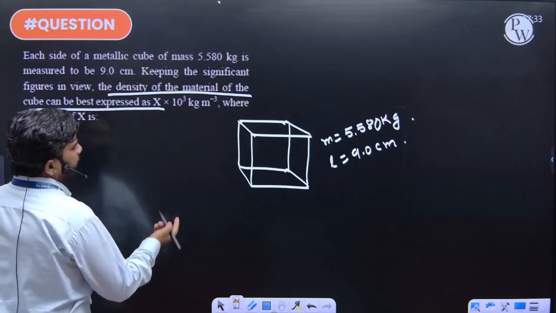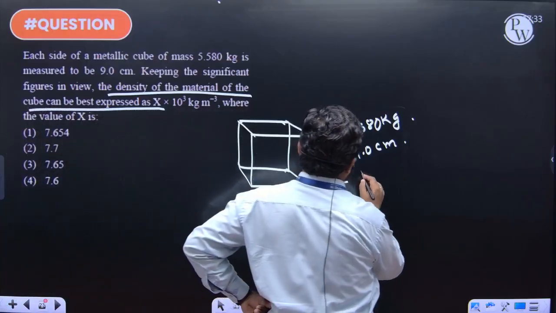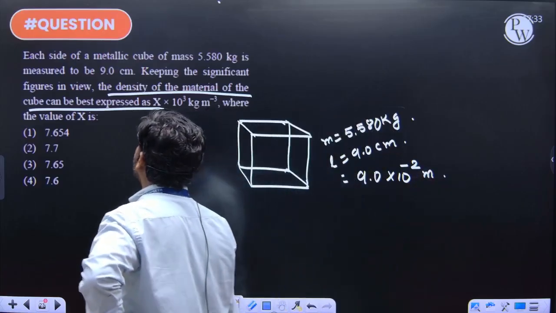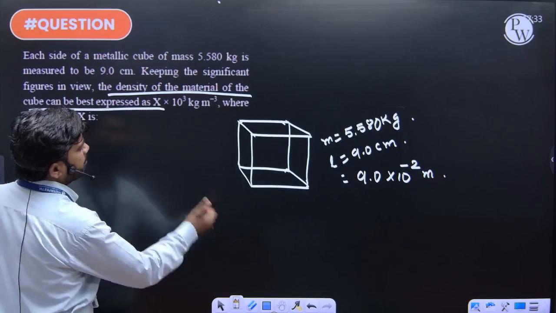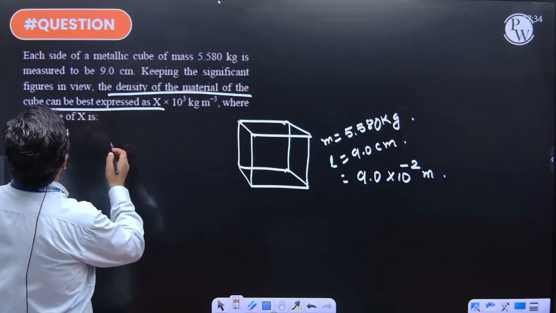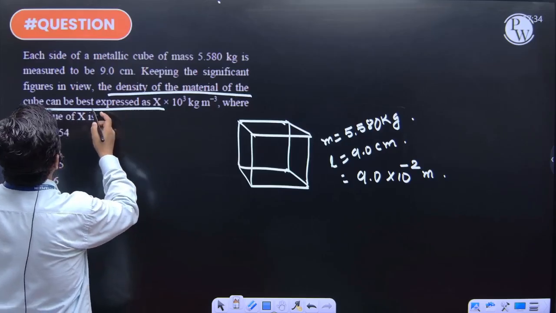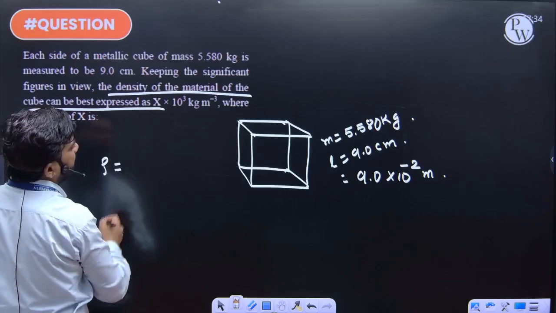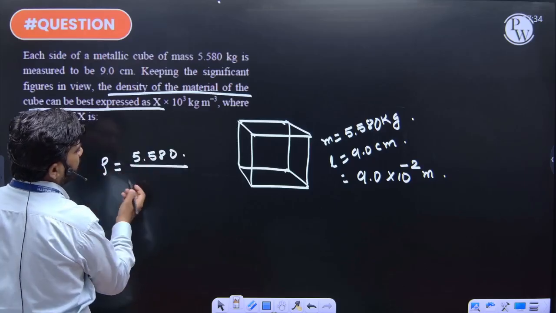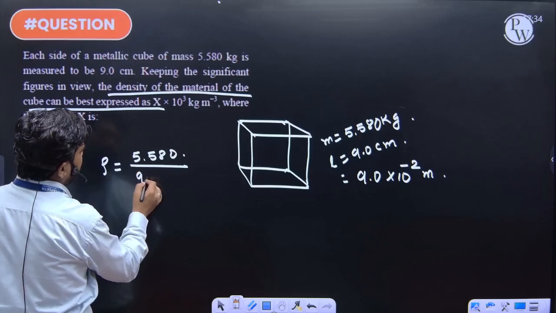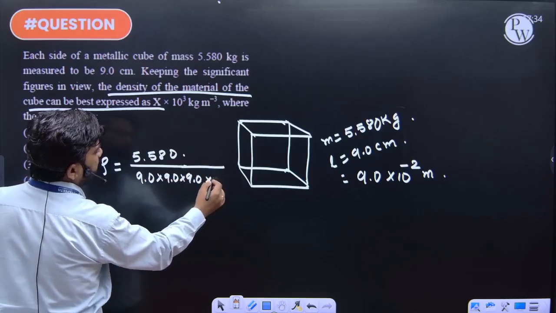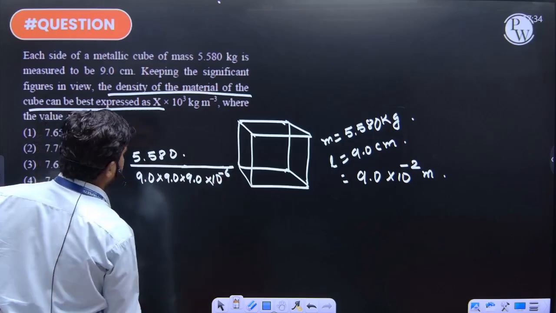Okay, no issue. So can I write it as 9.0 into 10 power minus 2 meter? Fine. Next, we can multiply this one. So what we are going to get? The density of the material. So rho is equal to mass by volume. So mass is 5.580 and volume will be equal to L cube, right? So 9.0 into 9.0 into 9.0 into 10 to the power minus 6. Correct or not? Meter cube.